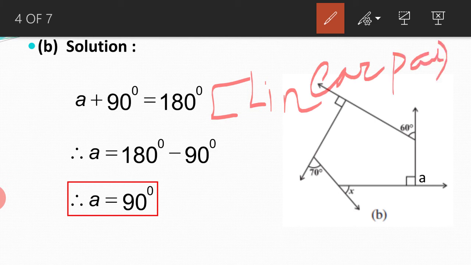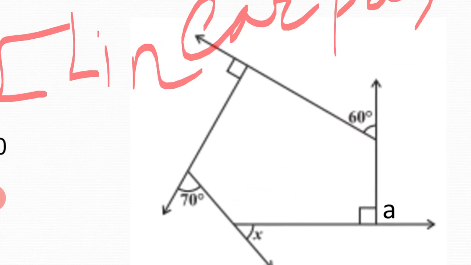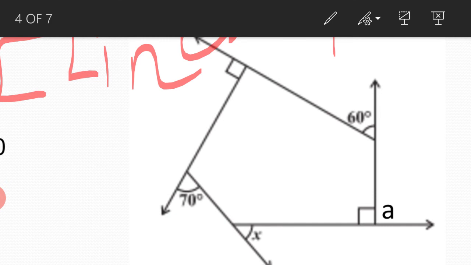So A plus 90 degree is equal to 180 degree. So A is equal to 180 degree minus 90 degree. So A is equal to 90 degree. Which angle we have found, children? Let me show you the angle which is in exterior and which was not given. So we have found this particular angle.